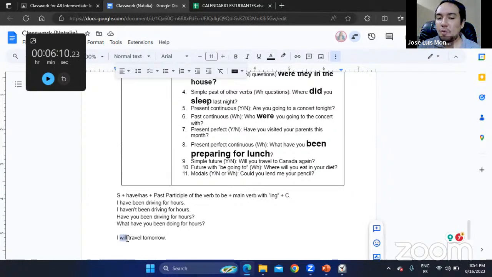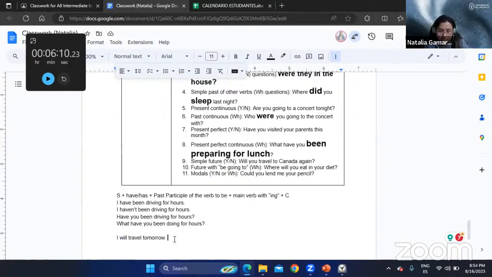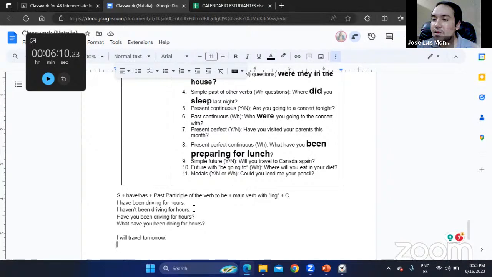Okay, will. After will, we need the verb to be. But what's the rule? After will, how do we conjugate the verb, Natalia? After will, we use past, we use the base form, we use infinitive, we use gerund. What do we use after modals, after the verb? And here is the answer. What is the form of this verb?